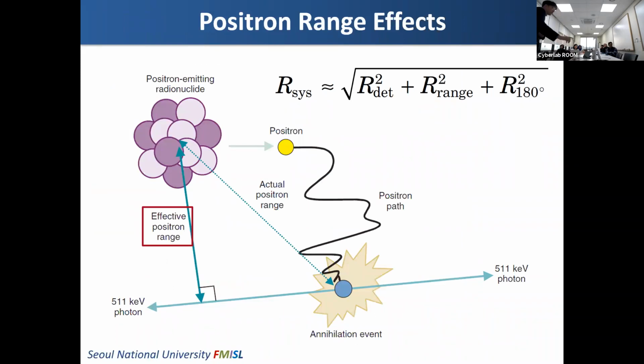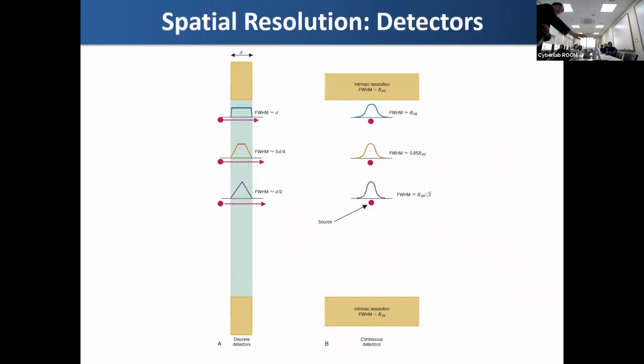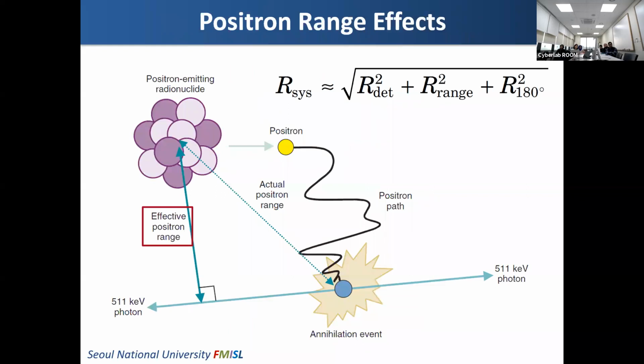So the spatial resolution of a PET scanner will be determined by such factors: the intrinsic resolution, the detector size, that I explained here. If you have a smaller detector, smaller scintillation crystals, you will get better spatial resolution. And the positron range and non-collinearity. The system spatial resolution is determined this way.